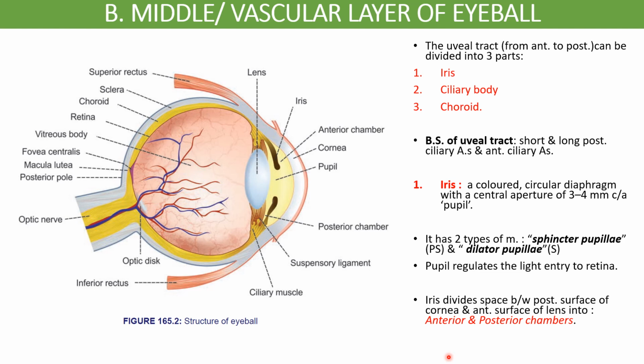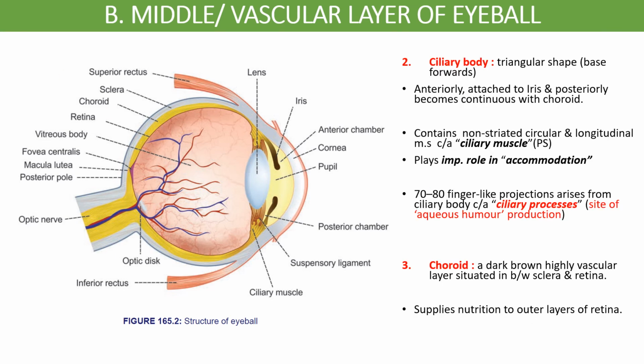The iris is a colored circular diaphragm with a central aperture or opening of about 3 to 4 millimeters in size called the pupil. The pupil constricts and dilates by the contraction of intraocular muscles called sphincter pupillae and dilator pupillae respectively. By this, the pupil regulates the entry of light into the retina. The iris divides the space between the posterior surface of the cornea and the anterior surface of the lens into two compartments or chambers known as the anterior and the posterior chambers.